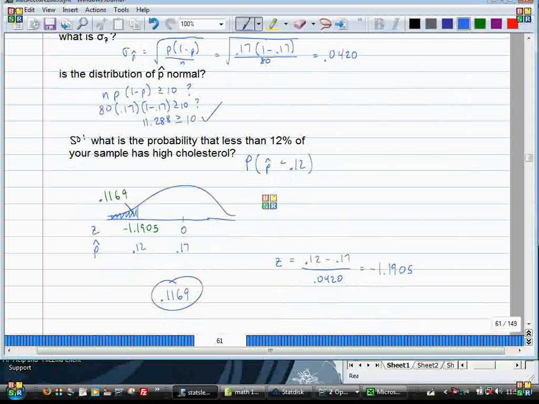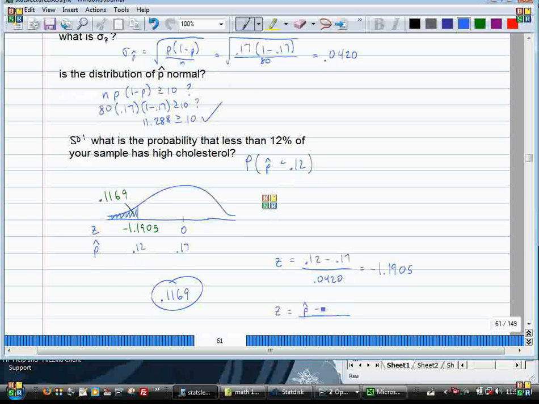Now I want to point something out to you. You guys are incredibly clever, because I didn't even tell you the formula of how to find the z-score, but you did it anyway. Because this is a new situation, but it's the same idea. So really, what's the formula? 0.12, what is that in notation? That was our p hat value.